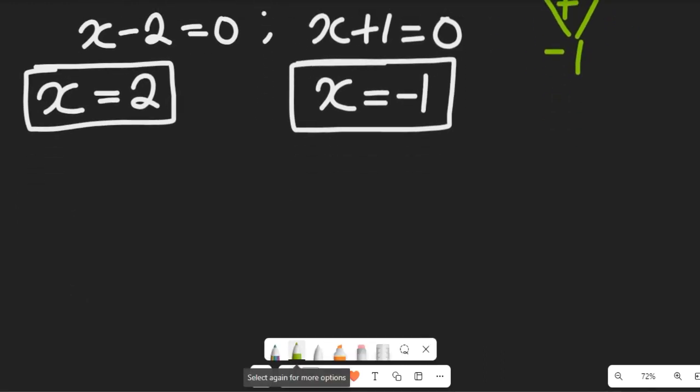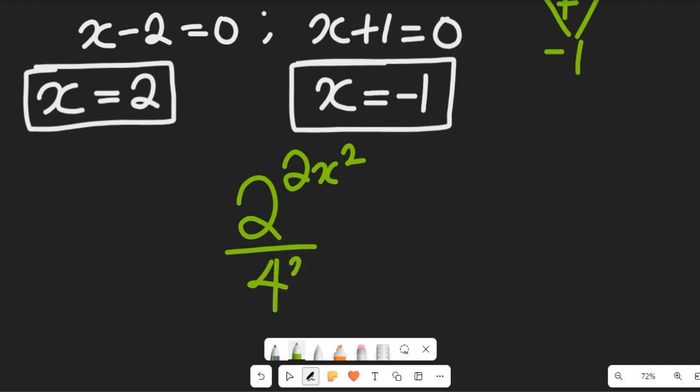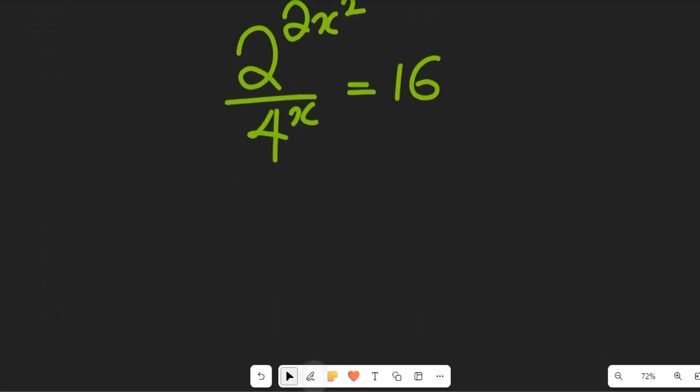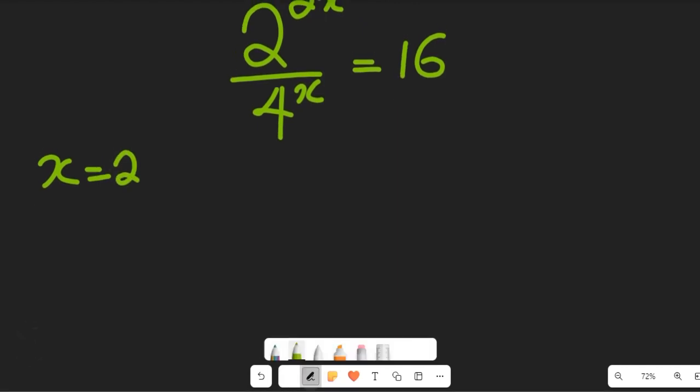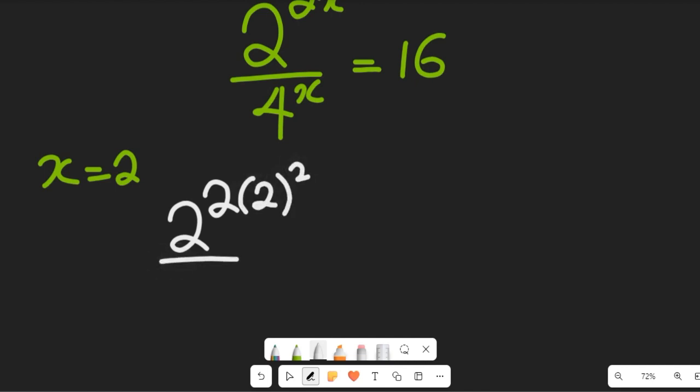Now let's go back to that initial question that is given to us. From the question, we can find that 2 to the power of 2x squared divided by 4 to the power of x is equal to 16. So from the first case, we are going to take the value of x to be equal to 2. Now let's check. With x equal to 2, what will that expression give us? We're going to have 2 to the power of 2 multiplied by 2 squared, divided by 4 to the power of 2. Now if we simplify this, is it going to give us 16?